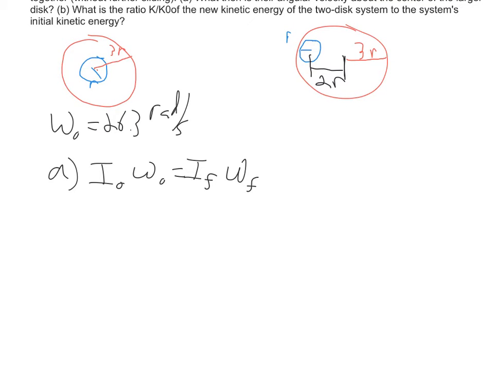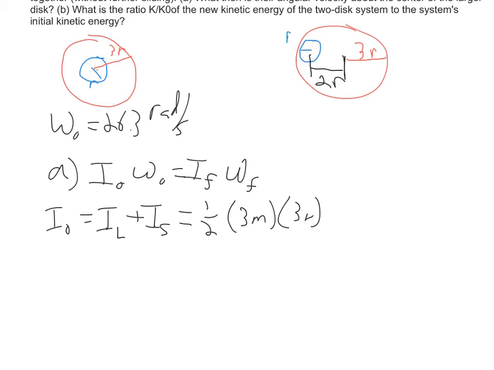So the initial I value is just going to be equal to I of the large disk plus I of the small disk. Since they're concentric, it's just going to be the I values for each of them about their center of mass. And since they're disks, we know that it's going to be 1/2 m, so for the large disk, 3m times r squared, which for the large disk is 3r squared, plus 1/2 m r squared for the small disk.